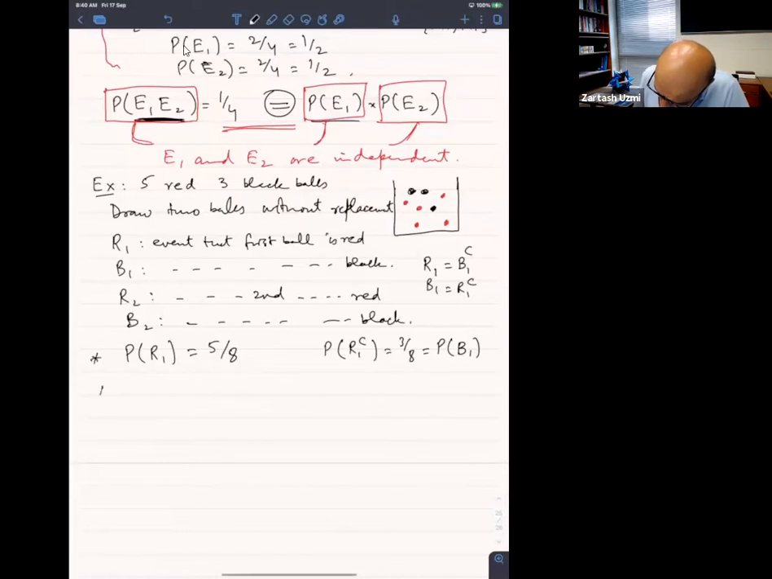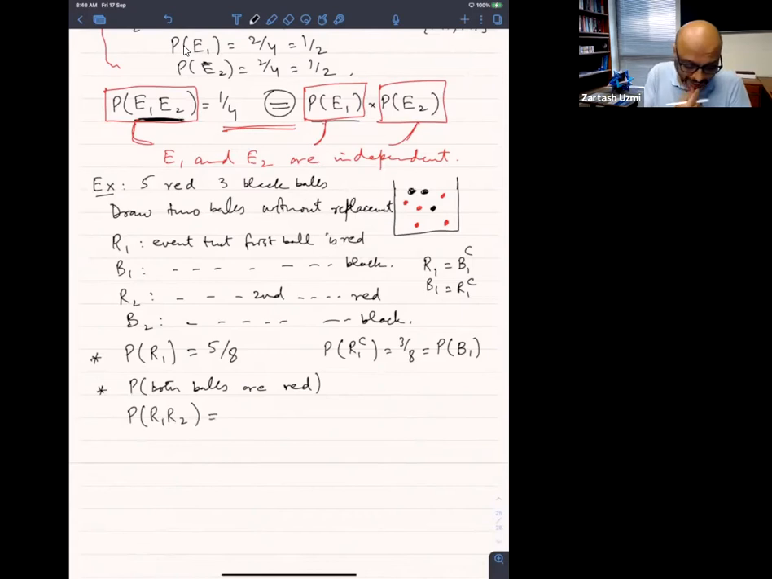I'm going to ask you this question: the probability that both balls are red. Both balls are red. Okay. So this is really the probability of R1 and R2. What is this probability? Answers in the chat window. Write it even in the form of a product, write even just an answer. 5 by 8 into 4 by 7. Somebody says that this is 5 by 8 into 4 by 7.